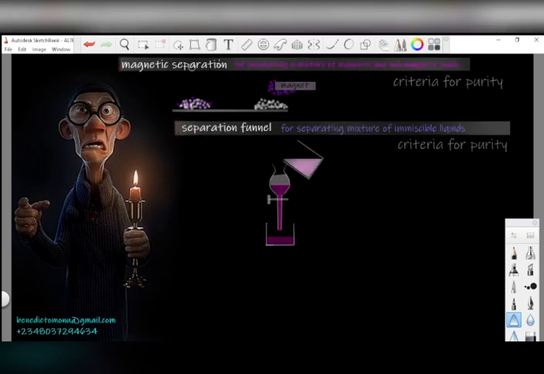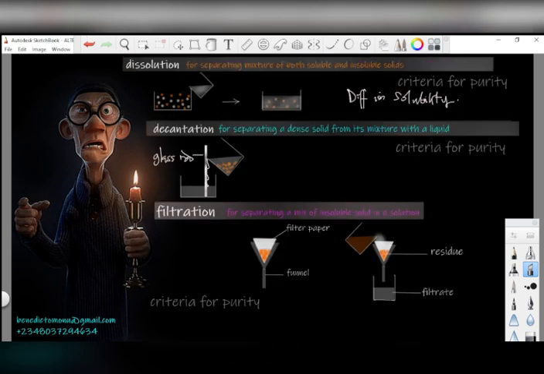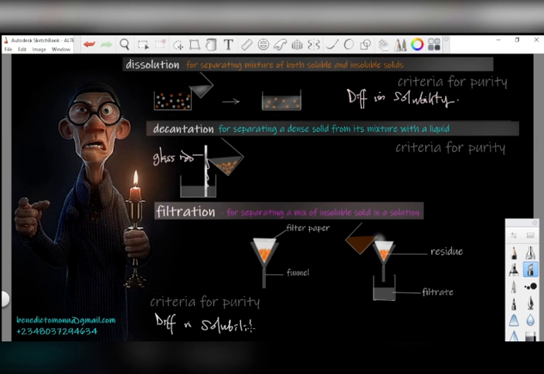Then there's magnetic separation. Magnetic separation is where you have a mixture of magnetic and non-magnetic materials. You introduce a magnet. The magnets can pick up the magnetic ones and leave behind the non-magnetic ones. The criteria for purity in this case is difference in magnetic properties. But for filtration, it's still difference in solubility.